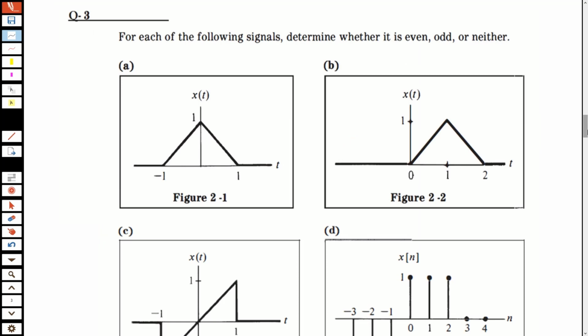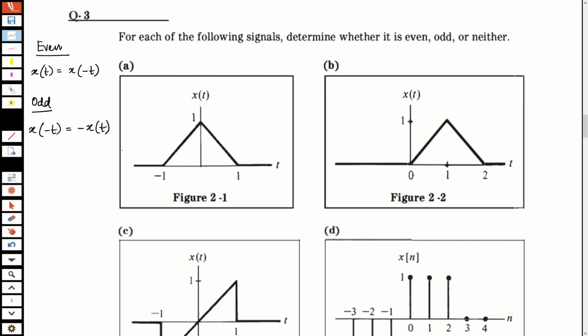For each of the following signals, we need to determine whether the signal is odd, even, or neither odd nor even. So what are the conditions? Let us write them down. Just for a quick recap, for an even signal, you need that x of t should be equal to x of minus t. That means the signal should be a perfect reflection about the vertical axis. For a signal to be odd, you need that x of minus t should be equal to minus x of t.